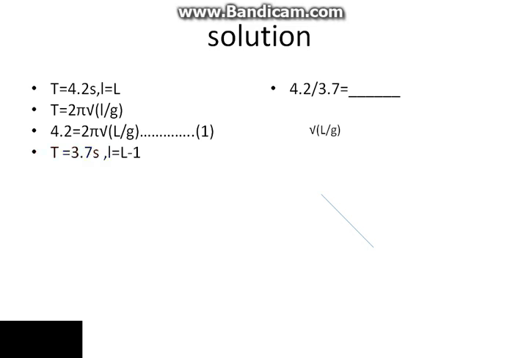The period after the length is shortened by 1 is 3.7 seconds. The length is shortened by 1, therefore the length will be L minus 1. Replacing the unknown values, we have the formula for period T equals 2π√(length over g). Then replacing the values, we have that the period T is equal to 3.